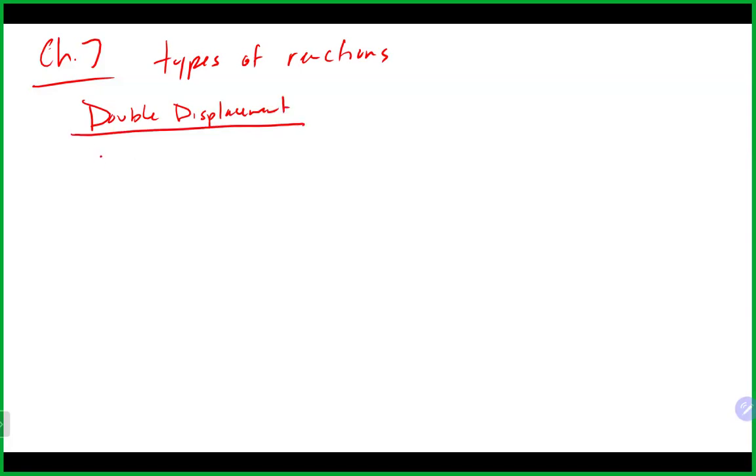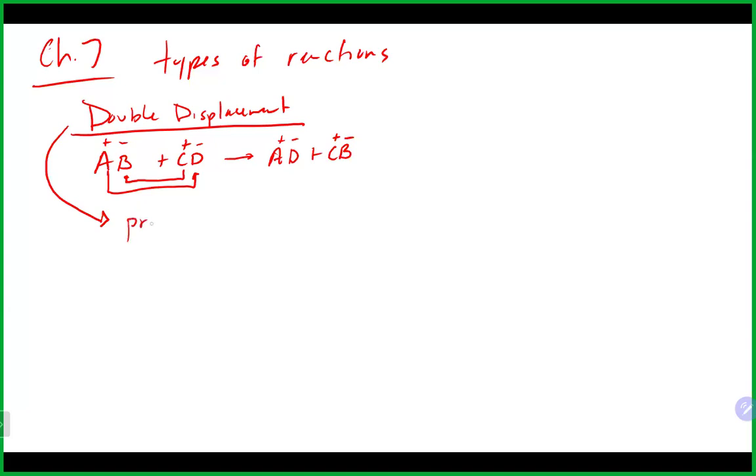And in a double displacement reaction, we basically have two ionic compounds. And what happens is basically we switch partners and we make two new ionic compounds on the other side. And that is sort of the big classification of reaction. And underneath this classification are more specific ways you could classify double displacement reactions. One type of double displacement reaction is classified as a precipitation reaction.